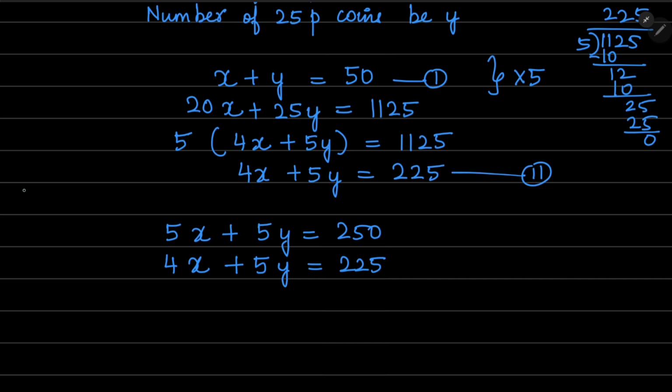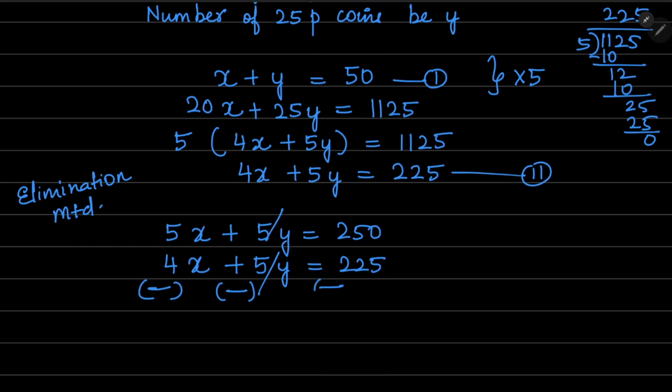So what is this method called? This is called the elimination method, because I'm going to remove one term. I'm going to delete one term, right? Elimination method, right? So when I subtract it, this plus 5y minus 5y gets cancelled.